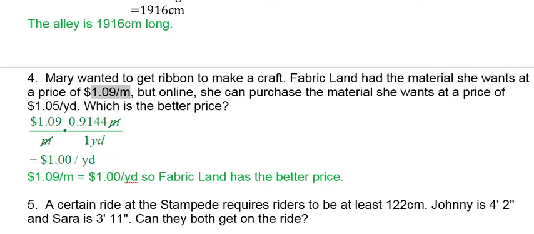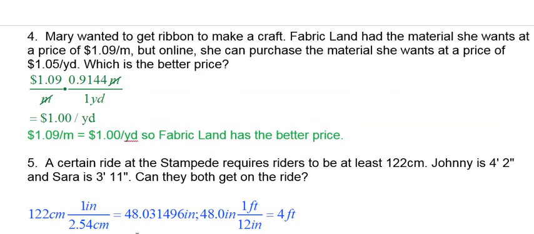Next example, another one where we could go either direction. So we've got a Stampede ride where you have to be 122 centimeters to get on it. We've got two kids here that are different heights. One is 4 foot 2 inches, the other's 3 feet 11 inches. Can they both get on the ride? Well, I could either convert my 122 centimeters to feet and inches, or I can convert my two heights to centimeters. So since converting the two heights would be two whole separate calculations versus converting the centimeters is just one, I'm going to take the shorter way and convert the centimeters. But the other would work as well.